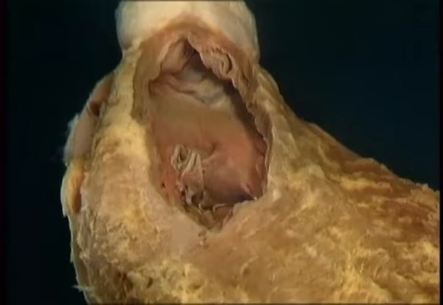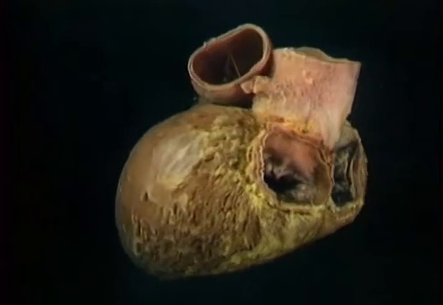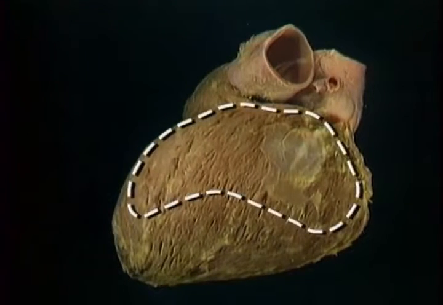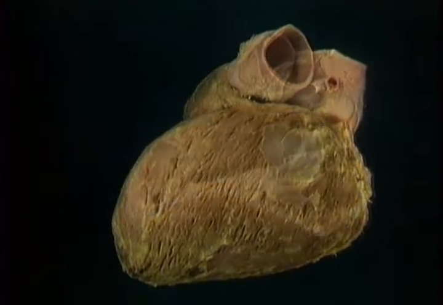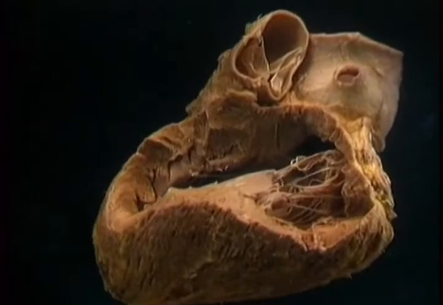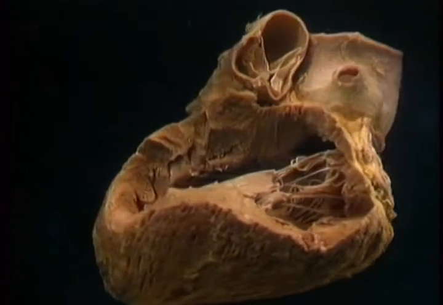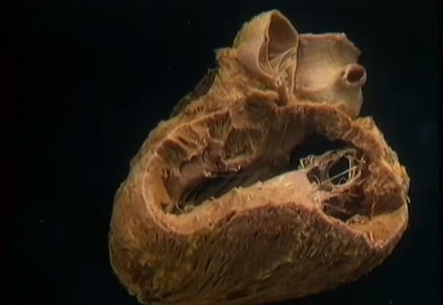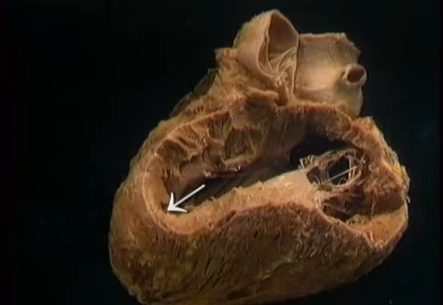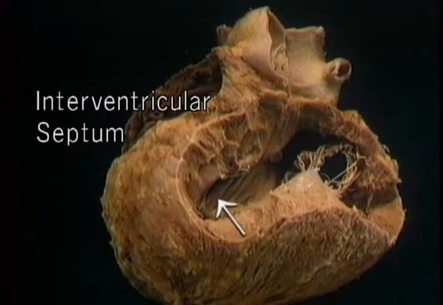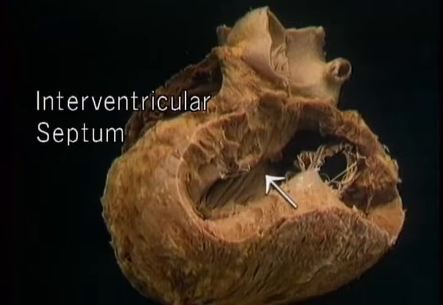Now we'll move on to take a look inside the left ventricle. We'll remove this part of its wall. The mitral valve is here. The aortic valve is out of sight up here. This is the apex of the ventricle. This part of the ventricular wall forms the interventricular septum.